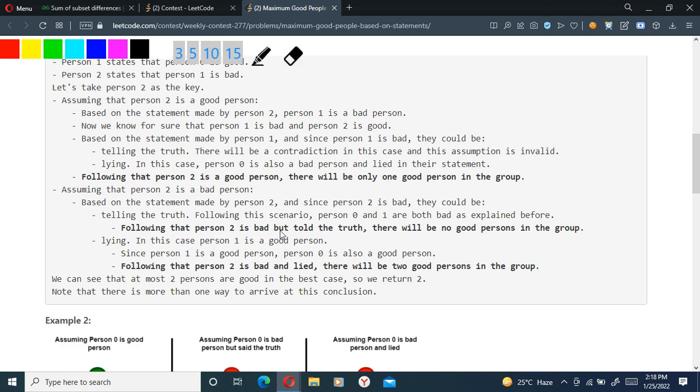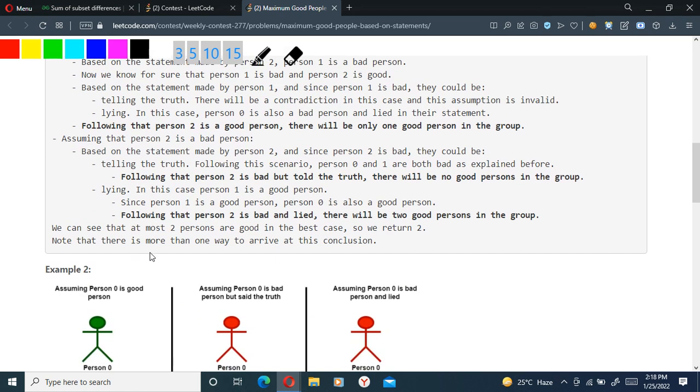Following that person 2 is bad. Okay, I took care of this condition as well. In this case, person 1 is a good person. Okay, wait a minute. Following that person 2 is bad but told the truth. There will be no good persons in the group. Okay. Now comes the case of lying.